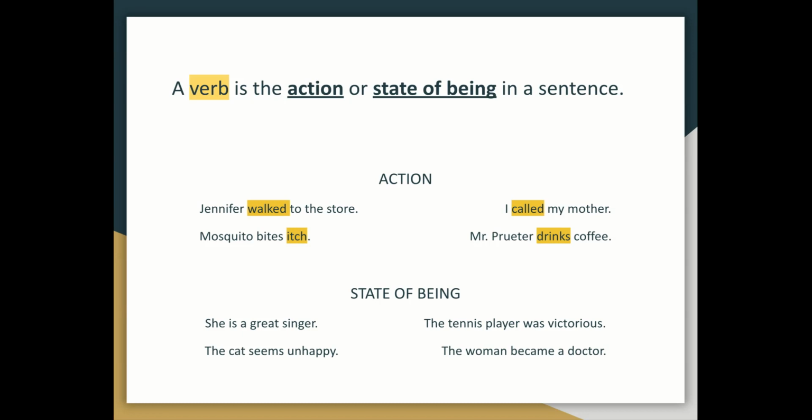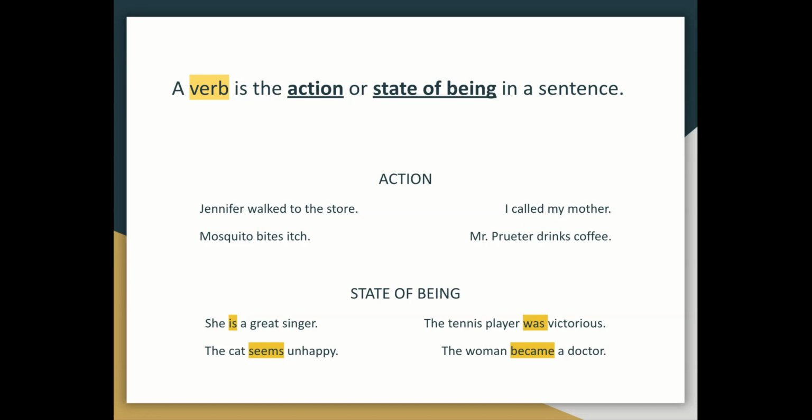So we have a great singer, and she is a great singer. What's that state that she's in? Well, she is a great singer. The tennis player was victorious. The tennis player doesn't victorious. That's not the verb. The tennis player was in a state of being victorious. The cat seems unhappy. The cat seems to be in a state of unhappiness. The woman became a doctor. The woman was in a state of becoming a doctor.